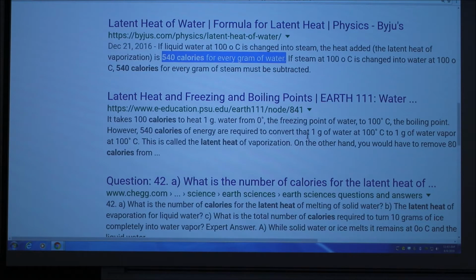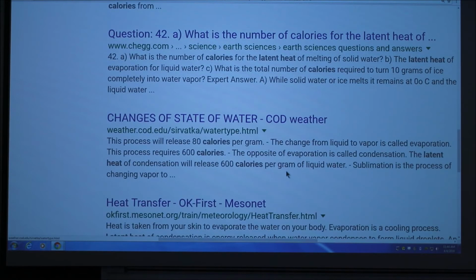The reason I have that up there is because sometimes you run into books that say 600. And I think that's not even really rounding up right. But if you look down further, this process takes 600 calories. I think 540 is the more accurate. But if you see 600, you can say, oh, that's maybe a little bit of an overestimate. So for every gram of water that's evaporated, you're using 540 calories.